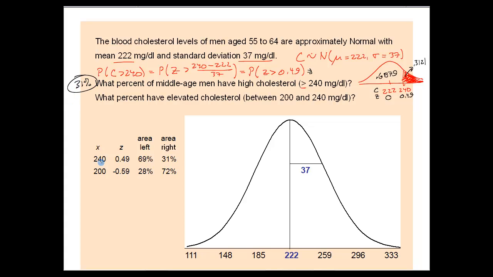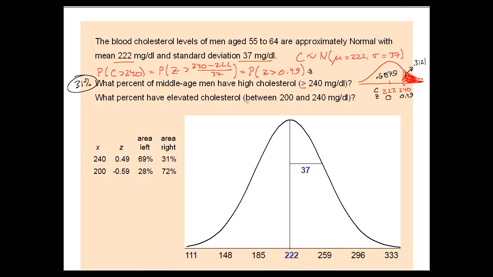Now notice down here what we did is we had our score that was originally given for cholesterol level. Here's my standardized score. Here's the area to the left, here's the area to the right, so that's what this is referring to. Now again, I don't really encourage you to do too much rounding until you get to the very end of a problem. Now the next question is, what percent have elevated cholesterol?